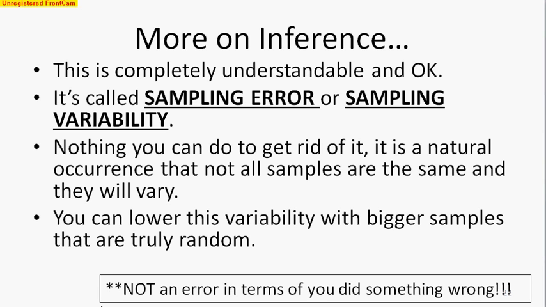This is the idea that 2 samples are going to naturally vary from one another, and they're also going to naturally vary from the population. Nothing you can do to get rid of this. This is not an error like you did something wrong. It's just an idea that there's a natural occurrence that not all samples are going to be the same. And our job as statisticians is to analyze our sample and see how close is it to that true value. The only thing I can say is that we cannot get rid of sampling error or sampling variability. It's the same, 2 different terms for the same thing.